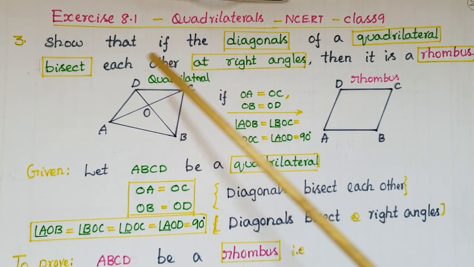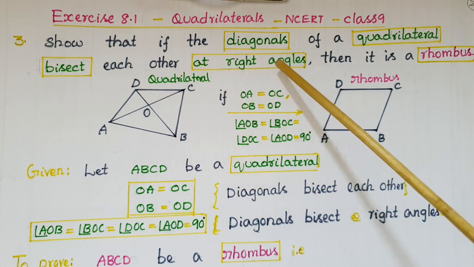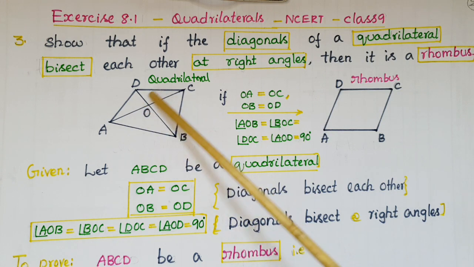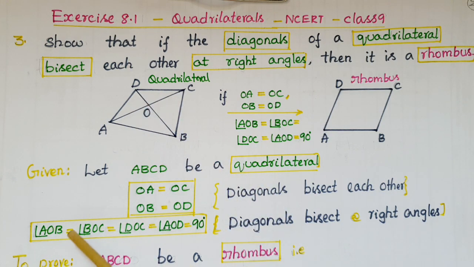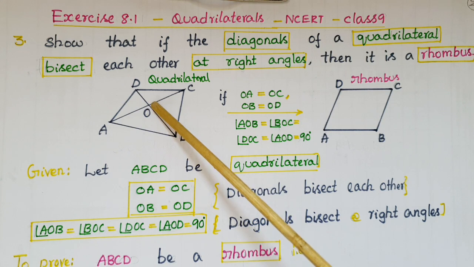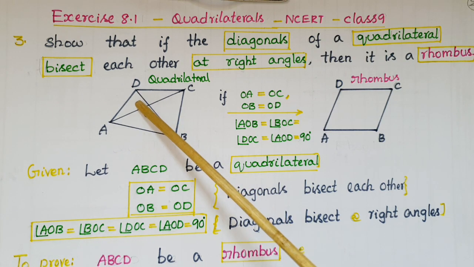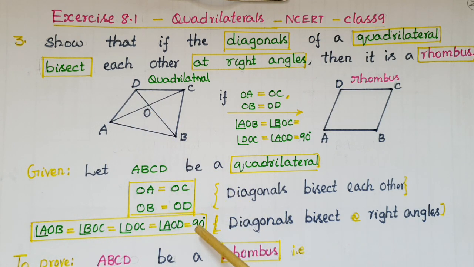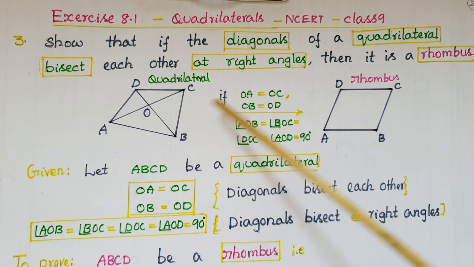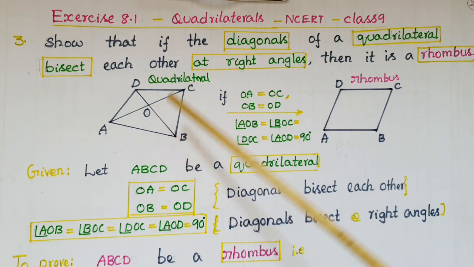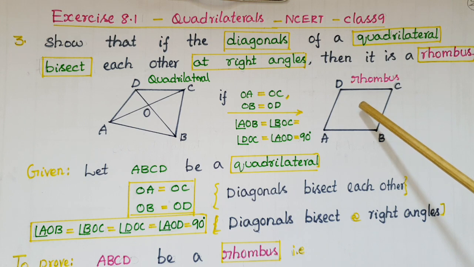And next, the diagonals bisect each other at right angles. That means these four angles are 90 degrees. So angle AOB is equal to angle BOC is equal to angle COD is equal to angle AOD is equal to 90 degrees. If these conditions apply in a quadrilateral, then we have to prove that ABCD is a rhombus.